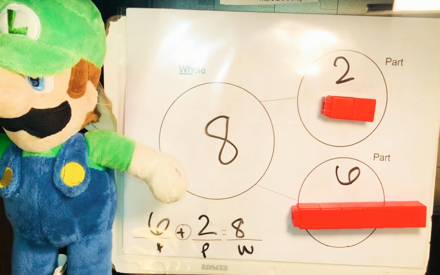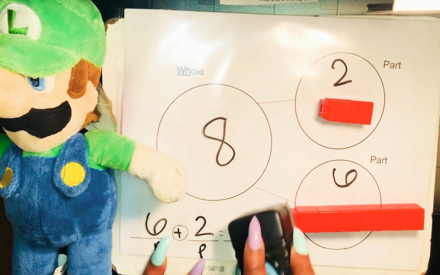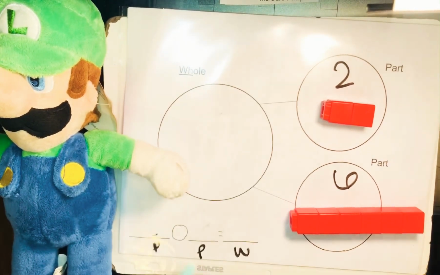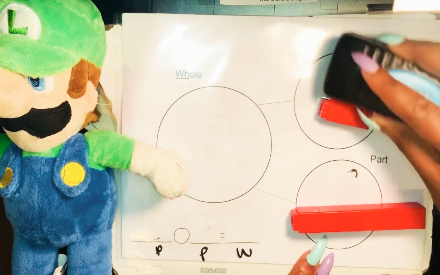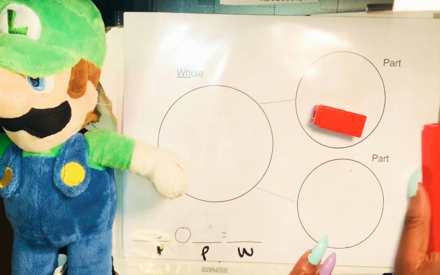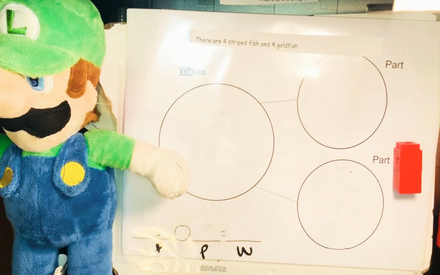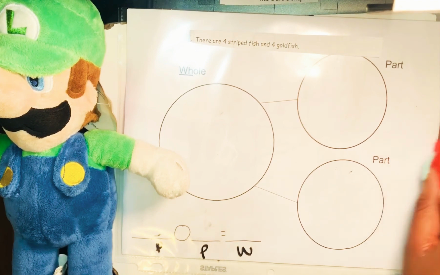All right? So let's try another one. Erase. This time I want you guys to try this one with me. So make sure you have your number bond and make sure you have some tools to help you at home so we can add our numbers together. Okay, so the next one says, there are 4 striped fish and 4 goldfish. How many do I have all together? Can you show me on your number bond how that could look?